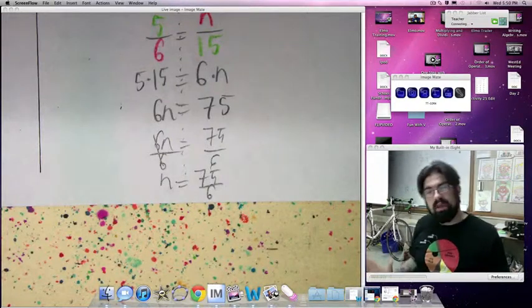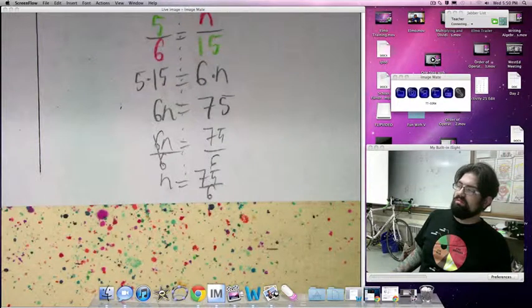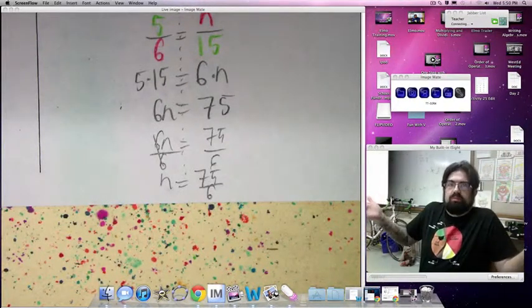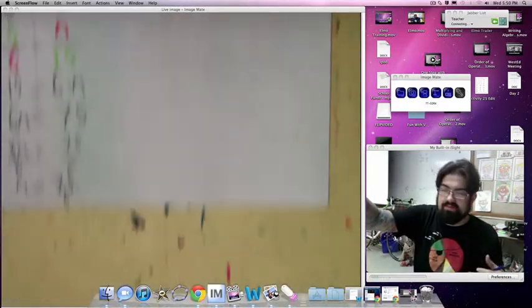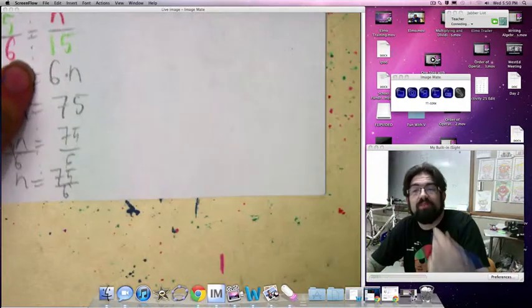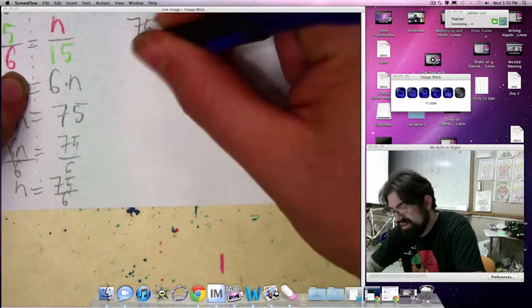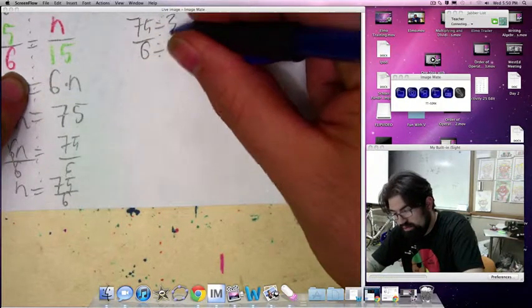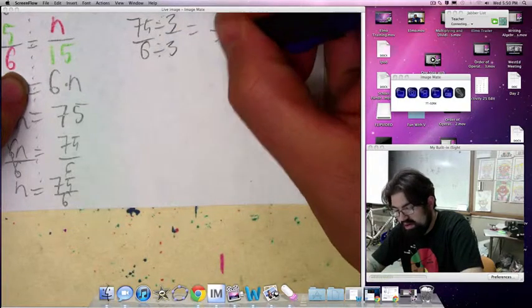You can't walk into a paint store and say that. I need 75 6. What's that mean? I don't know. We got to simplify it first. Hey, simplify. One of those things that we still know how to do. I can divide top and bottom definitely by 3. So we get 2 on the bottom.